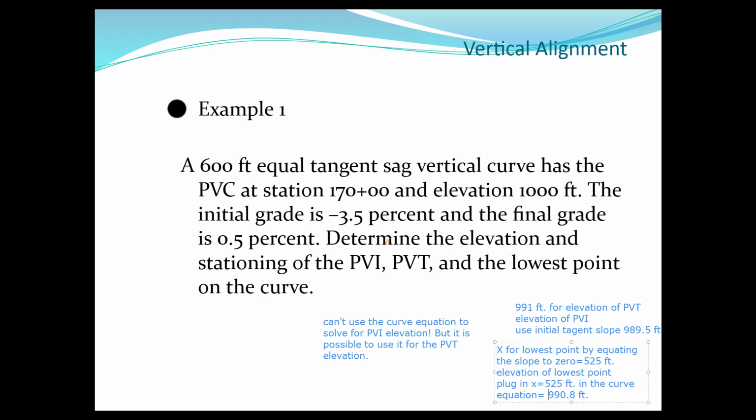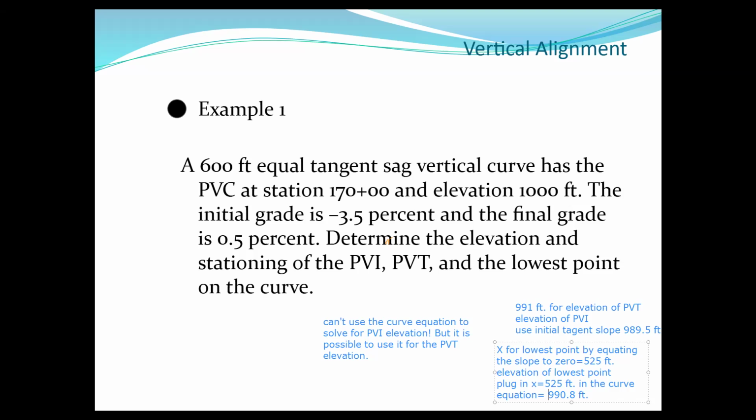Yes, 150 feet, right? How did I get that? I got the total length and divided by the total change in grade. So I can get that by doing 600 divided by 4, and that's 150 feet. So I'm using 150 feet of length to change the grade by 1%.